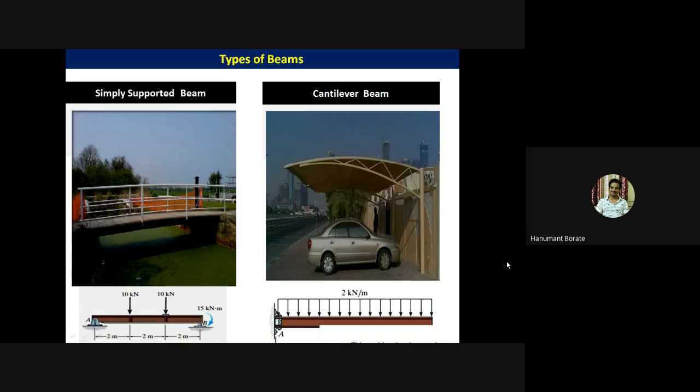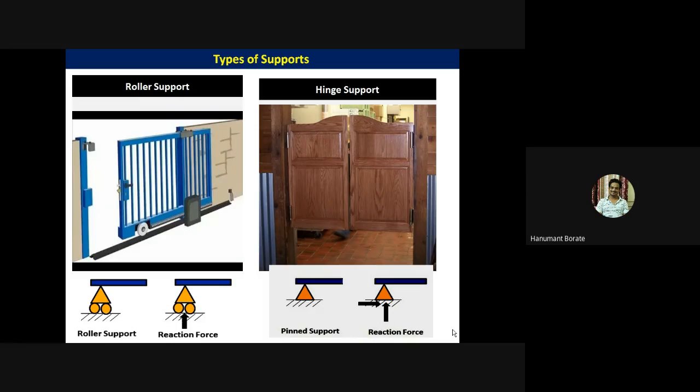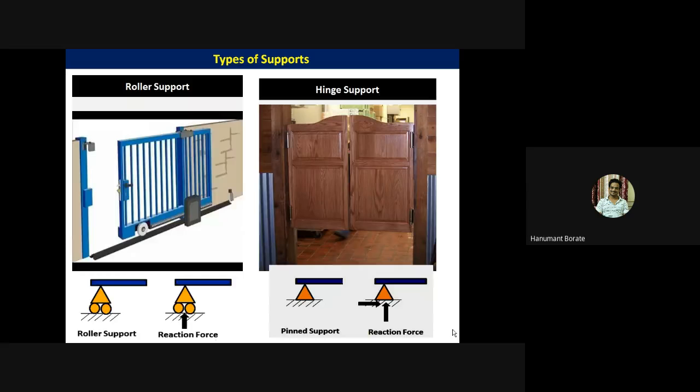So we know the types of beam: simply supported, cantilever beam, overhanging beam, fixed beam. Then supports: roller support, hinge support, and fixed support. In supports, reactions are important. For roller support, we take only one reaction while drawing the free body diagram. For hinge support, we take two reactions, but there is a reason why we take one reaction for the roller support and two for the hinge support.